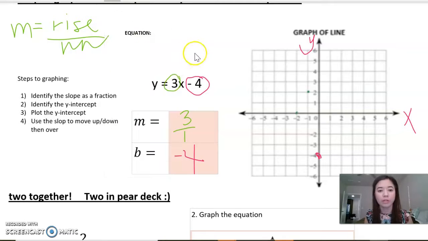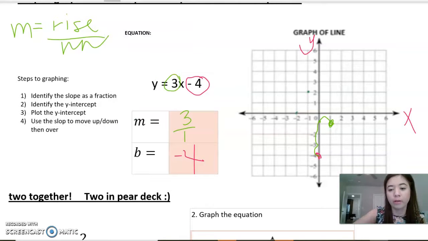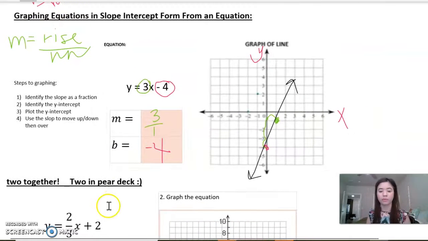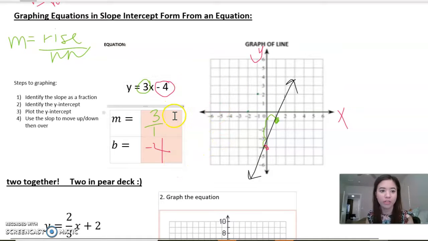And now we can use our slope to do our next point. So again, this is my rise over my run. So I'm going to rise 3, 1, 2, 3, run 1, plot my point. And then the last thing you want to do is connect those with a line. And make sure you draw arrows at the end, because this line is going forever and ever. All right, make sure you have this down. We'll do 2 more together, and then we'll head on to the next part of our notes for today. Pause me if you need to.